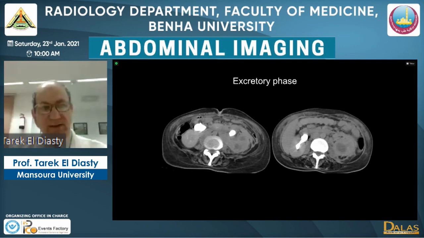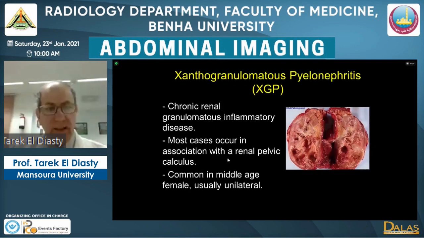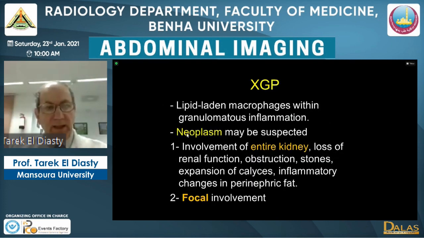Xanthogranulomatous pyelonephritis, as you know, is a chronic granulomatous disease and mostly occurs in association with renal pelvic calculus. This is a typical type of xantho with a large mass at the renal pelvis. But there is also a less common type, which is the non-calculous type, which is usually focal xanthogranulomatous, not affecting the entire kidney. So it may mimic neoplasm. Either this is the classic calculous type affecting the entire kidney.